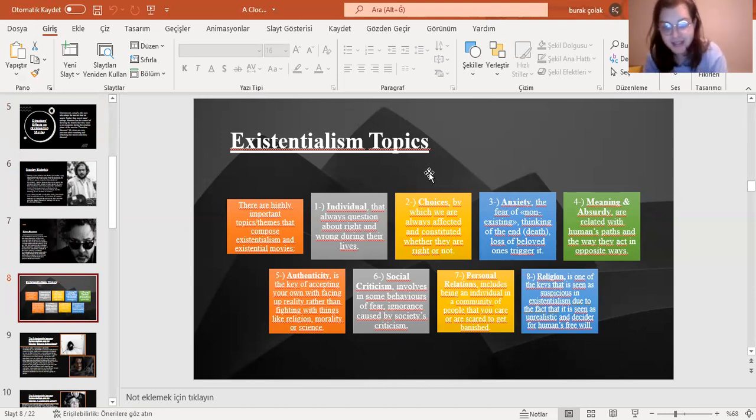Religion, actually, is one of the keys that is seen as suspicious in existentialism due to the fact that it is seen as unrealistic and a decider for humans' free will. So there are some thinkers in existentialism who accept this idea and some who do not.